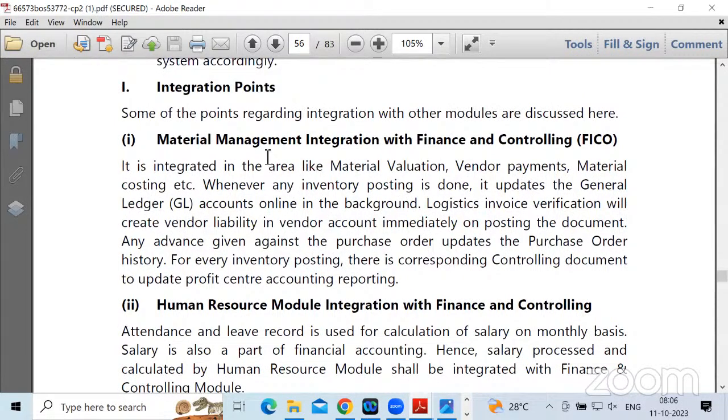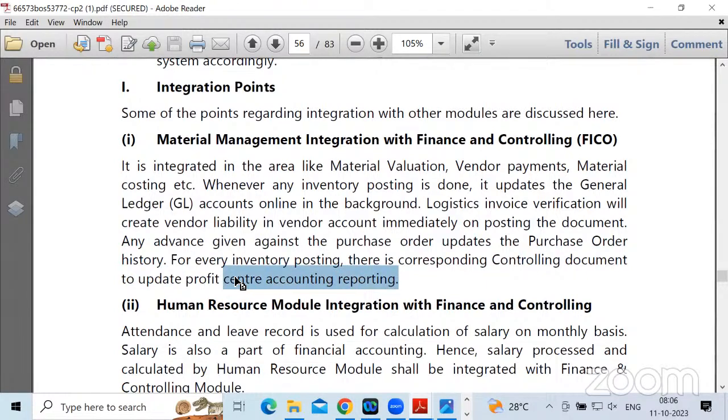Integration points. What do you mean by integration points? It is a connecting point, where one module is connected with another module. It is integrated in areas like material valuation, vendor payments, material costing, etc. Whenever any inventory posting is done, it updates the general ledger accounts online in the background. Logistics invoice verification will create vendor liability in the vendor account immediately on posting the document. Any advance given against the purchase order updates the purchase order history. For every inventory posting, there is a corresponding controlling document to update the profit center accounting reporting. So this is simply a connecting point.